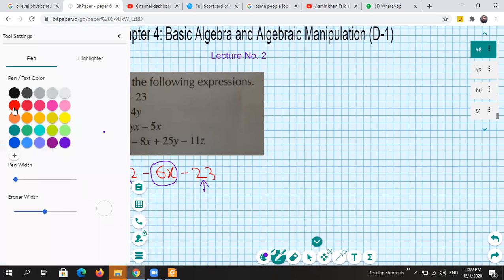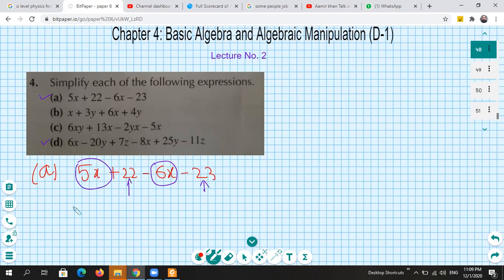So separating the like terms first, this expression will be equal to 5x minus 6x, and then write 22 minus 23. So basically we have separated the like terms. So 5x minus 6x. We know from algebra that when the signs are opposite, we do subtraction. The sign of 5x is positive and 6x is negative, so that is why we are doing subtraction. So 6 minus 5 gives you 1, or negative x. We write the sign of the larger number.